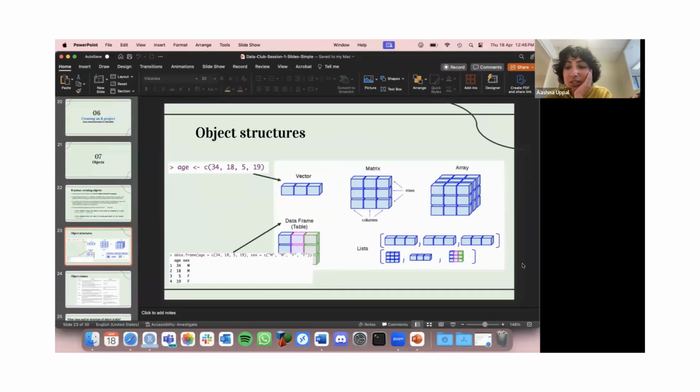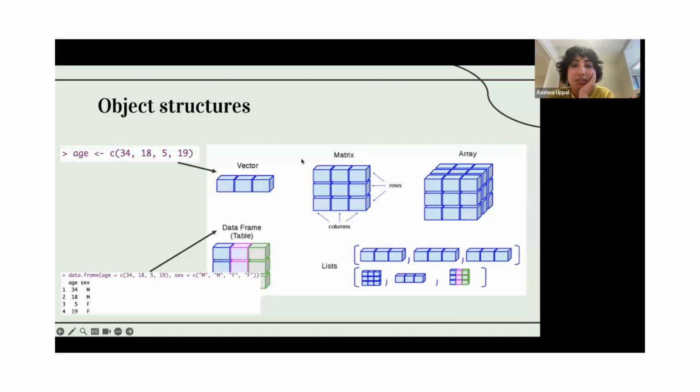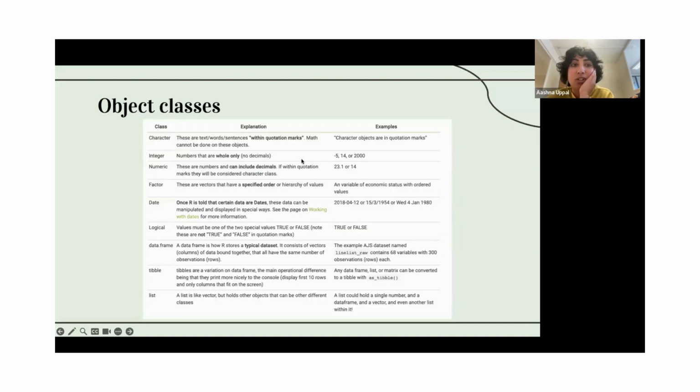We'll go back here. We just talked about object structures. There are also different object classes. This just means different types of objects. Here's a table that lists a whole bunch of different classes. You won't end up using all of these, but it's worth showing you all of them. Some of the more common ones are up here. There's character. Characters are text, words, sentences, anything within quotation marks is a character. And this is an example over here.